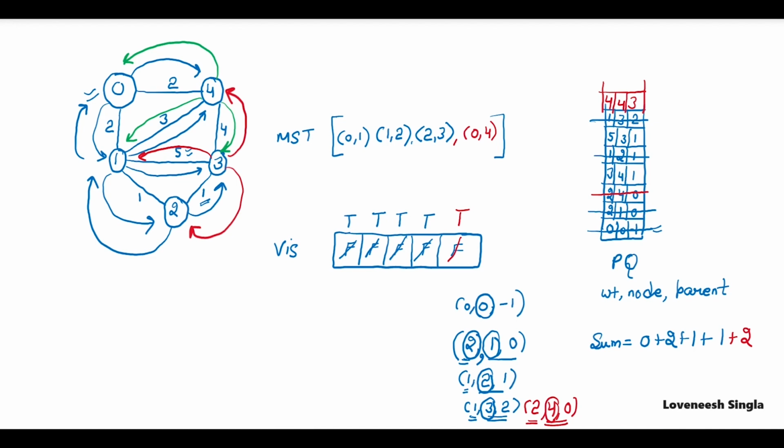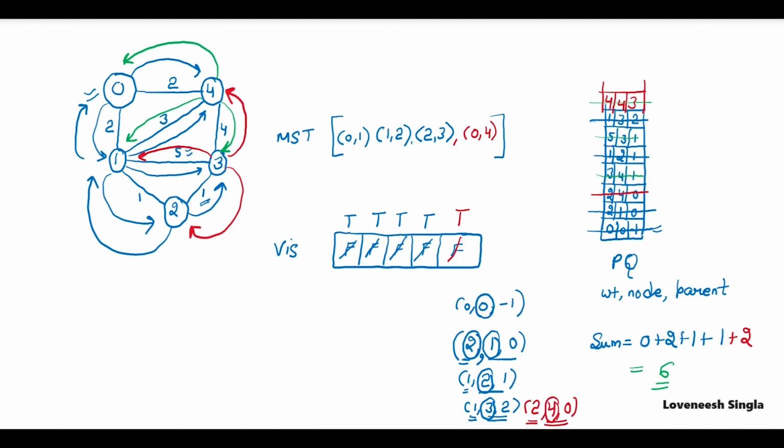Now we will remove all the elements from this priority queue one by one. But we will not do anything with these elements because all the nodes are already visited. So in this way, we will get a total sum, the minimum spanning tree weight, that is 2 plus 1 is 3, plus 1 is 4, plus 2 is 6, and this is the edge list.